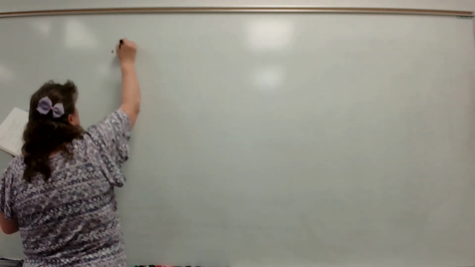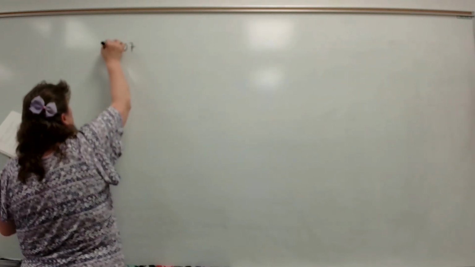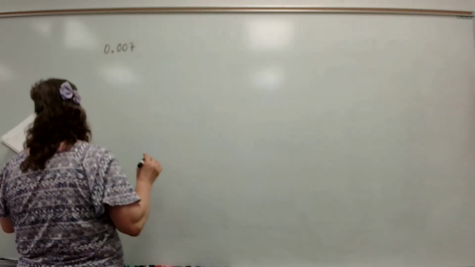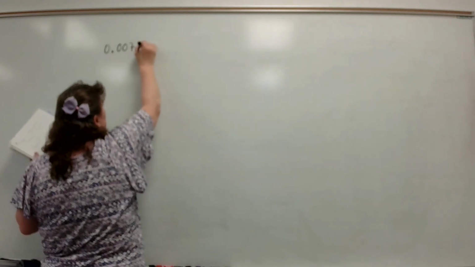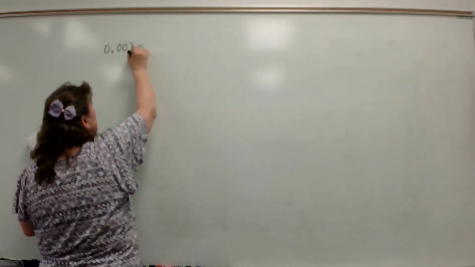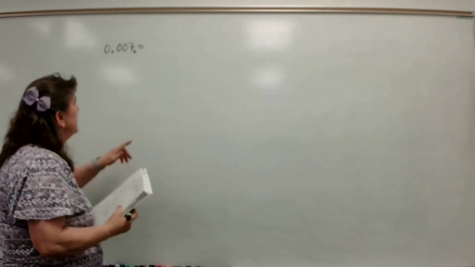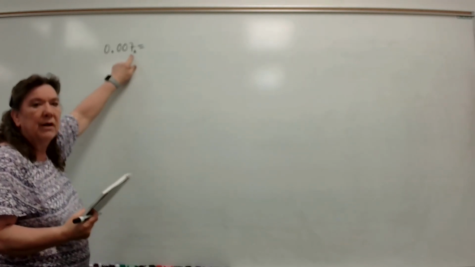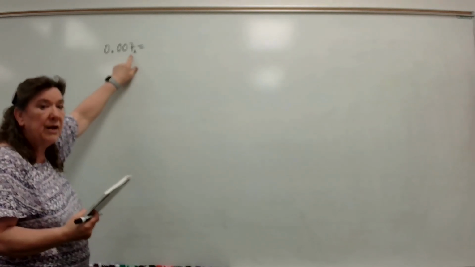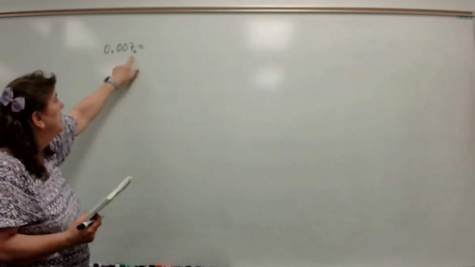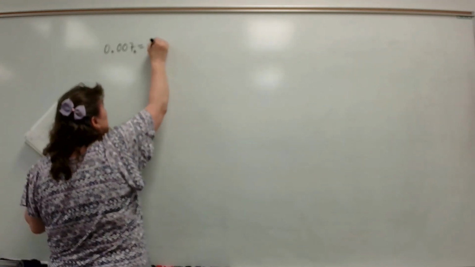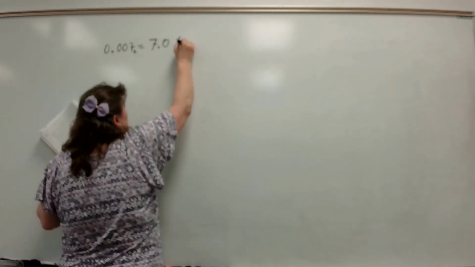Decimal point 007, and we can put a 0 in front, although it's not needed. What would this equal? Well, we know our decimal point has to go right here, because it has to go after the first 1 through 9 significant digit, right? So this has to be 7.0 times 10.